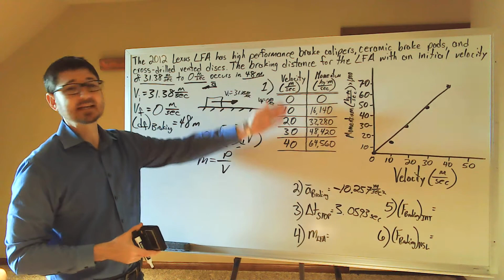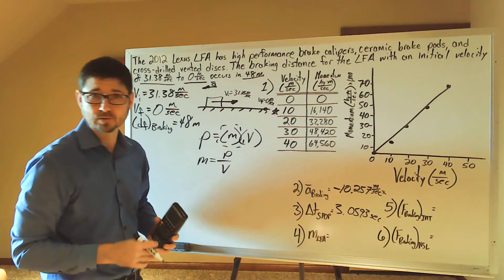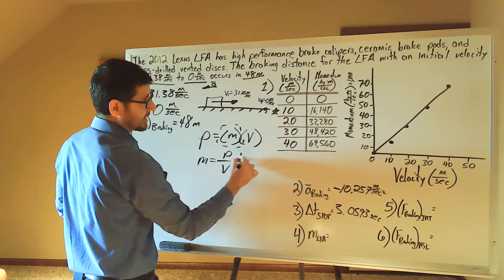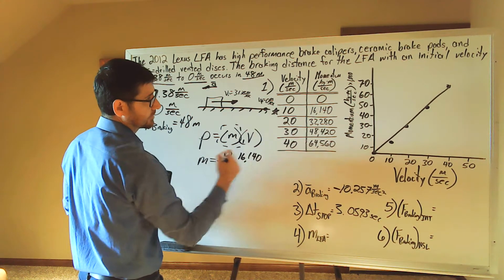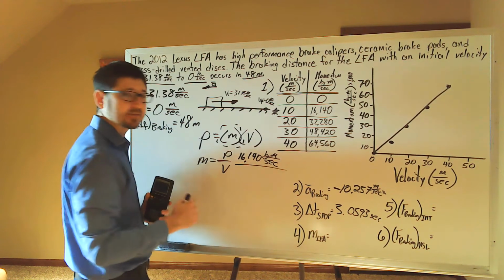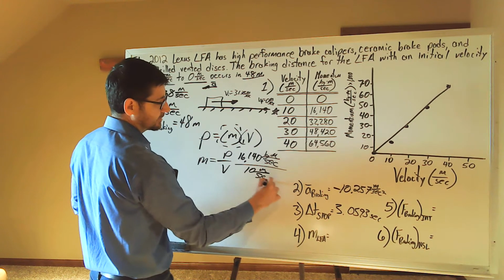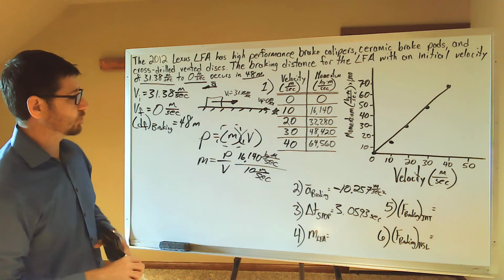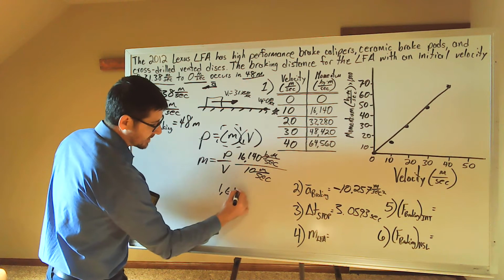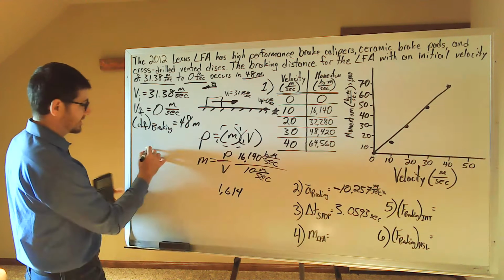And we can select any ordered pair here, and I'll just select this ordered pair. So my momentum at 10 meters per second is 16,140 kilogram meters per second. I'm going to divide this by the velocity, which is 10 meters per second. 16,140 divided by 10 is going to be 1,614. Now let's take a look at our units here.